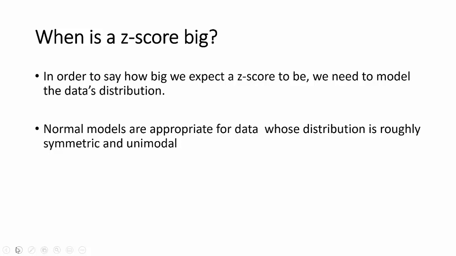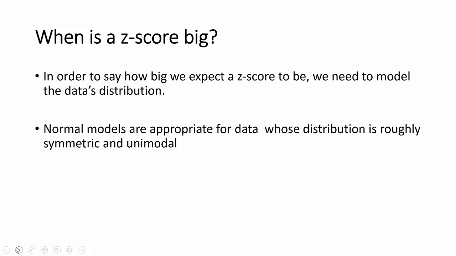So when is a z-score big? When does it have some type of effect when you hear it and you're like, oh, wow, that must be really far away from the mean? Well, it really depends on a few things. First, we need to know about the data's distribution to begin with. And this is where normal models come in. Normal models are appropriate to use when we know that the distribution was roughly symmetric and unimodal.